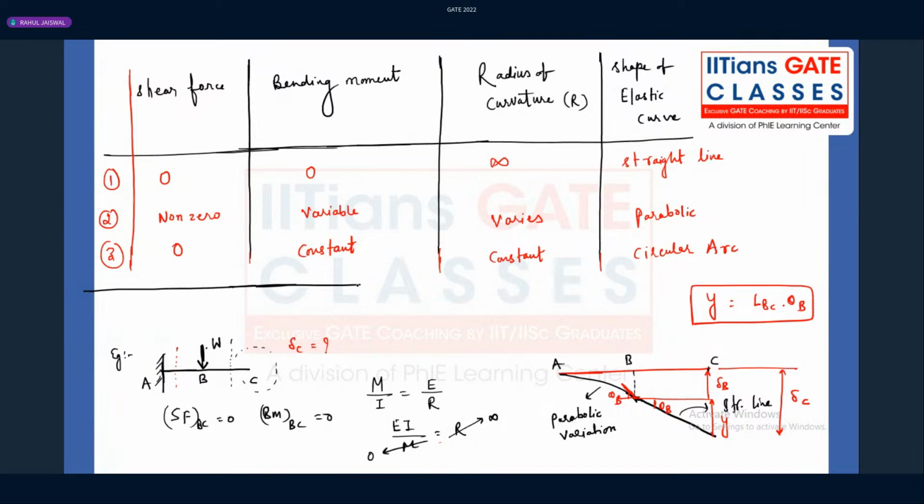Let me read the statement once again. If a portion of a beam has zero shear force, which means we have two possibilities, 1 and 3, then the corresponding portion of the elastic curve will always be a straight line. In the first case, when the bending moment is 0, then definitely a straight line. But always, this is not correct. We can have zero shear force but constant bending moment, as in pure bending. What is the third case? It's a pure bending case.